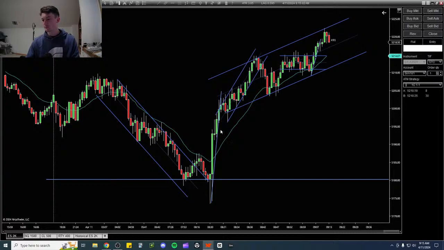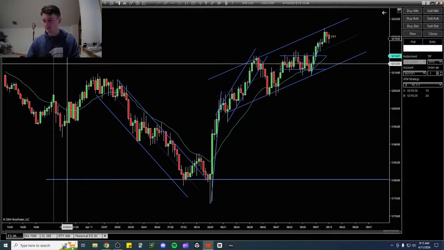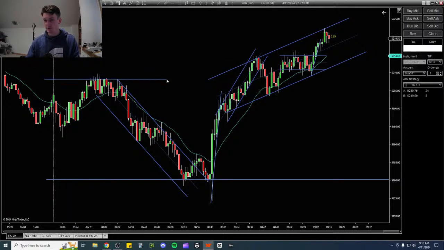So uptrend, spike and channel, break, new high, some sideways action, then prices continue up because they fold into this slightly larger uptrend. I like that. Overnight highs are here, just in case those come into play. Put them there, but it doesn't look like they will.